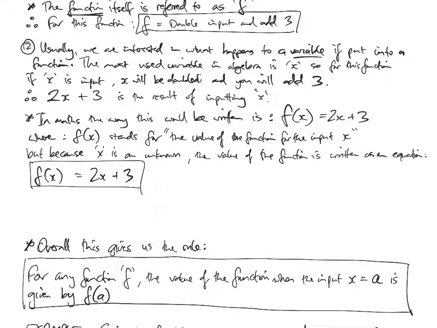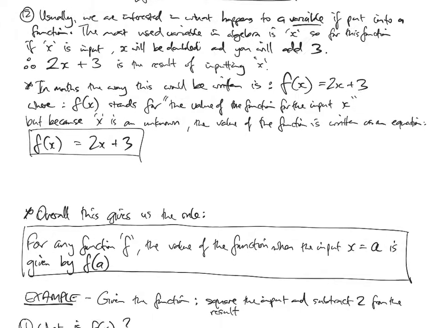Second point, usually we're interested in what happens to a variable if you put it into a function, or if you put it through a function. So the most used variable we use in algebra is x, obviously. So for this function, if x was the input, x is going to be doubled and you add 3. That's why I wrote on the side of the machine 2x plus 3 is the result of inputting x. Why is that? It's because we don't know what the result of it's going to be. We don't know what x is. All we know is the result is going to be 2 times x and add 3 to it.